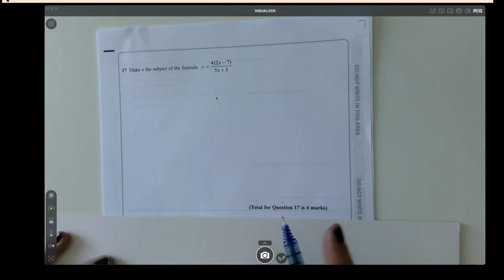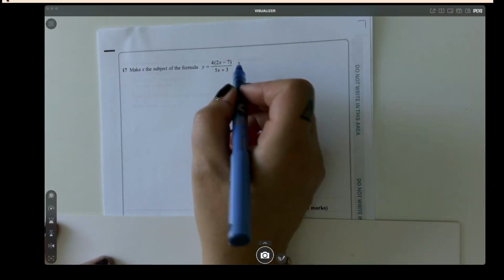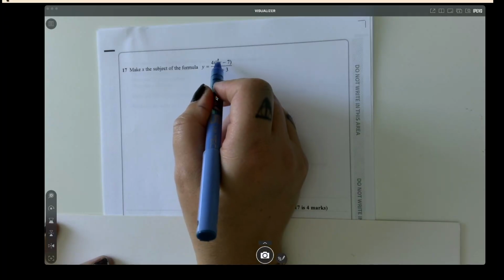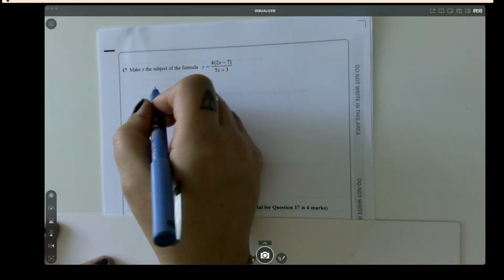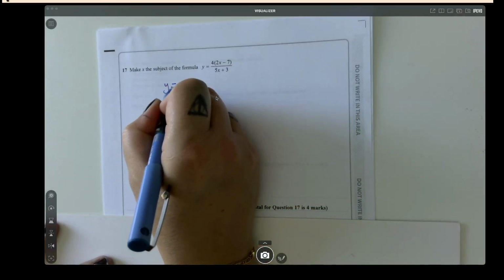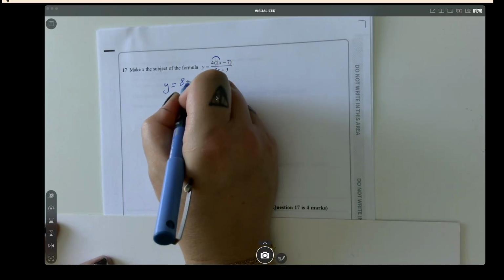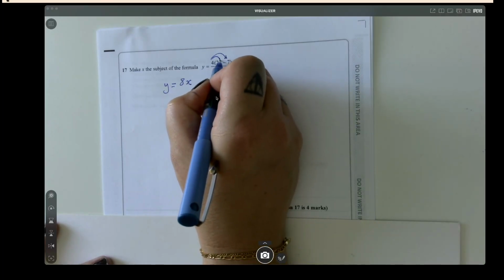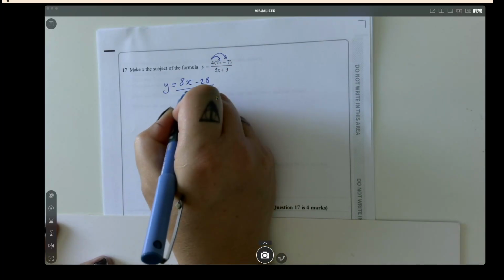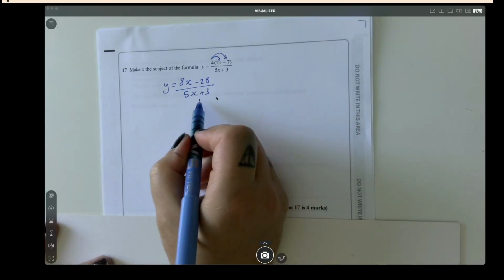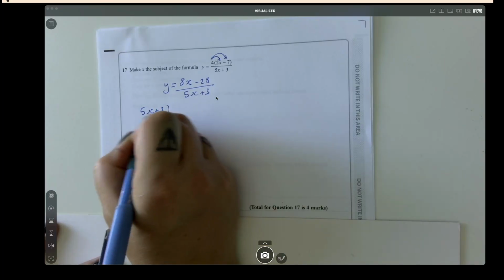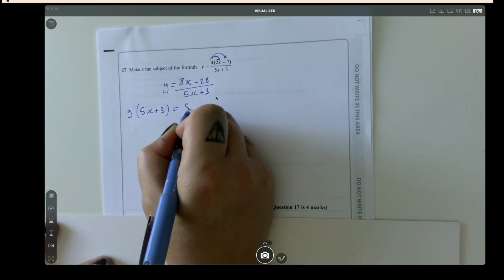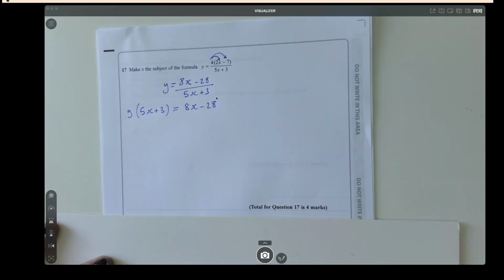Question 17. Make x the subject of the formula. So we have this formula here and x appears on the numerator and the denominator. So we're going to have to do some expanding and rearranging to start off with. So let's expand the numerator. So 4 times 2x is 8x, 4 times negative 7, negative 28. Now I'm going to multiply by the denominator. So 5x plus 3 multiplied by y equals 8x subtract 28.